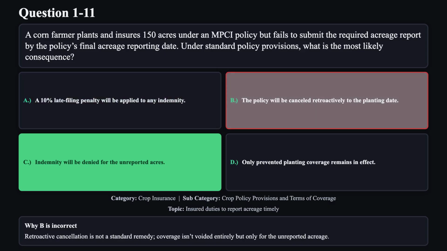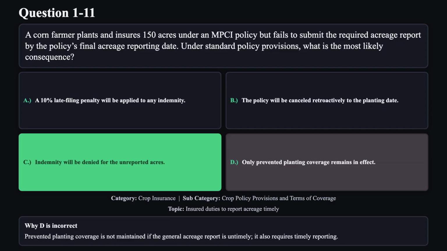Reason B is not correct. Retroactive cancellation is not a standard remedy. Coverage isn't voided entirely but only for the unreported acreage. Reason D is not correct. Prevented planting coverage is not maintained if the general acreage report is untimely. It also requires timely reporting.